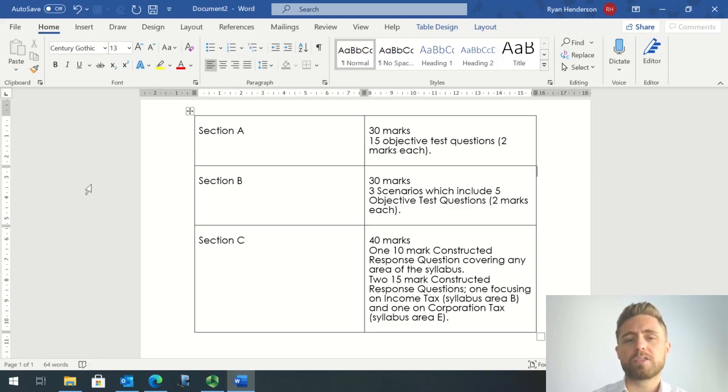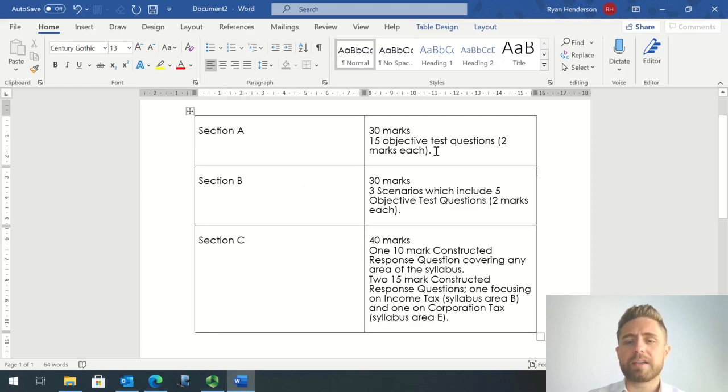So the first thing I'll do is talk again about the structure of the exam, because the structure is something that you need to focus on, and also you need to be able to plan with regards to your exam. So as you know, in your exam, what you have is Section A, Section B and Section C.